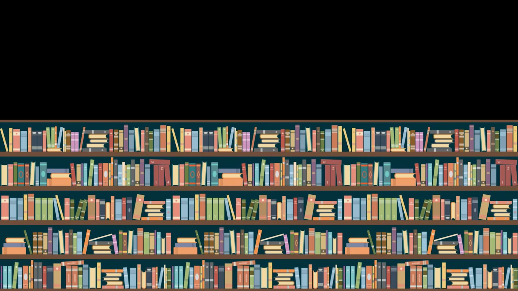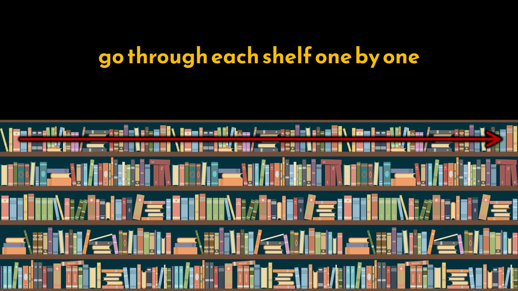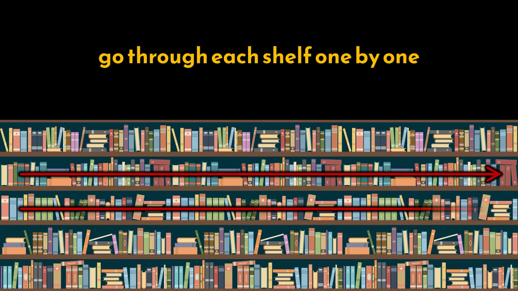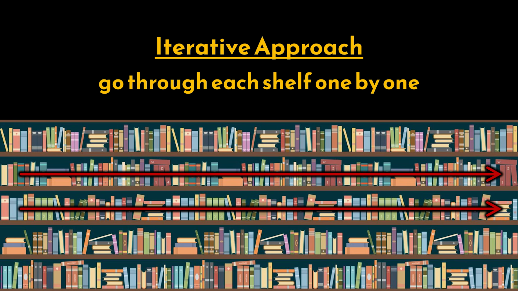Imagine we're in a library with numbered shelves where books are randomly stored and we need to find a specific book. The intuitive solution would be to start with the first shelf and search through its contents. If the book is there, we're done. If it's not, we move to the next shelf and repeat the process. This is the iterative approach. We go through each shelf one by one using a loop.